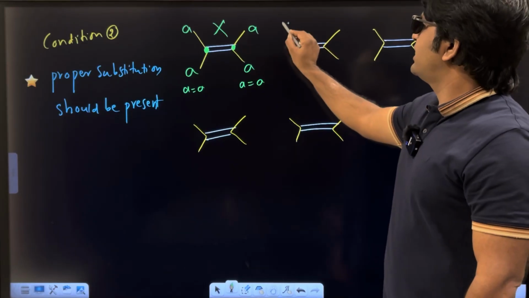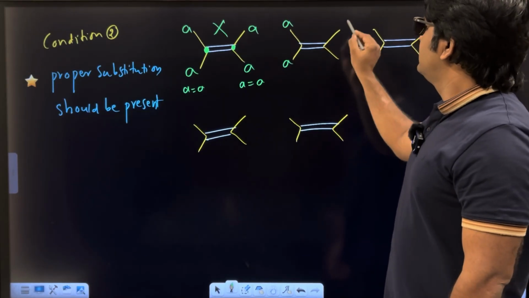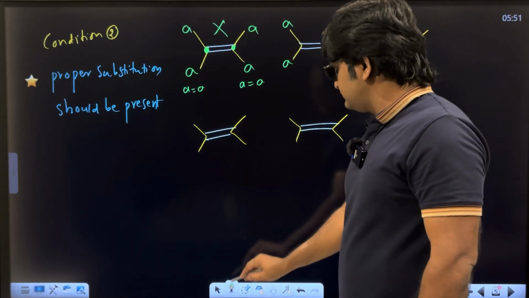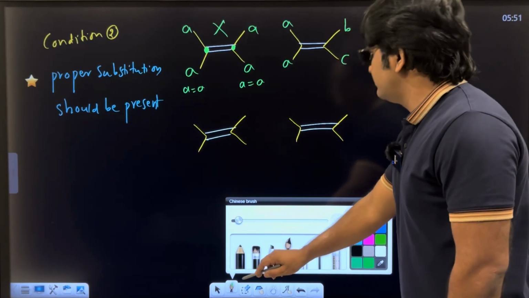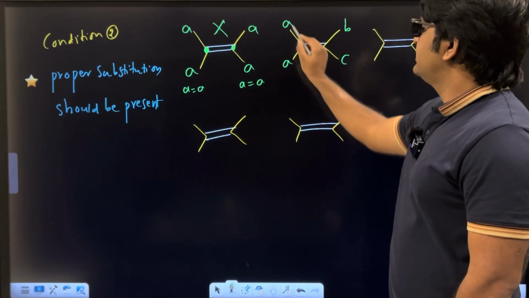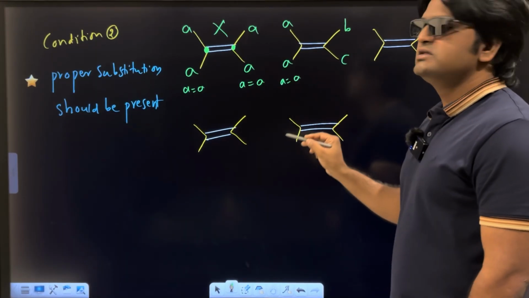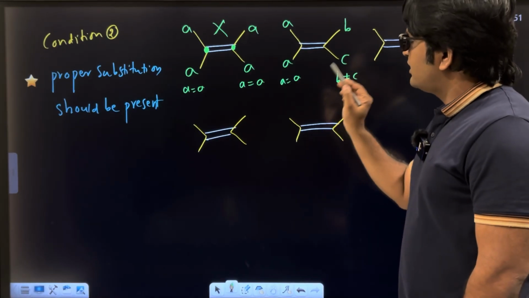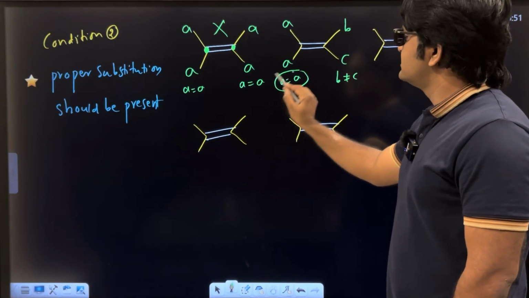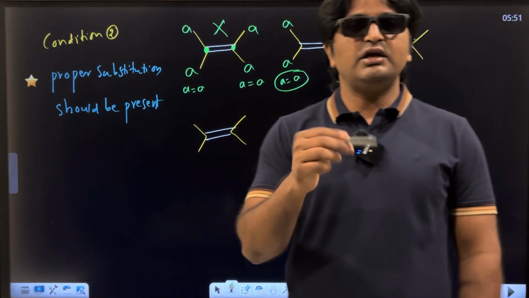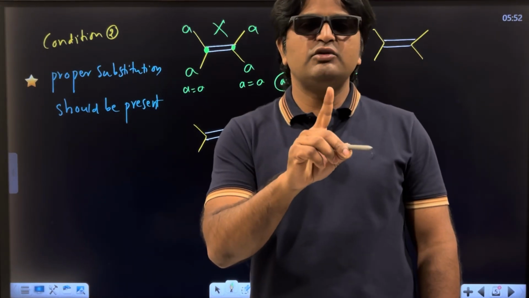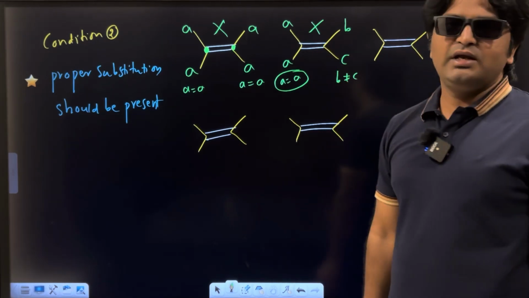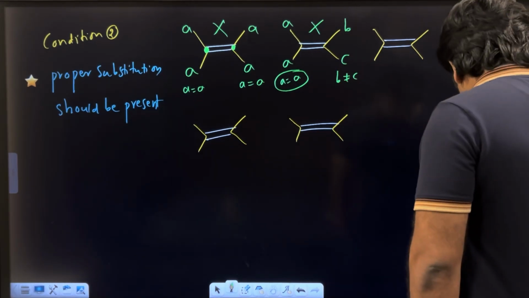And come to the second one. Here I am taking A and A, but here I am taking B and C. Otherwise A and B also you can take, no problem. Now B and C. On the left side you look here, A equals A, same substitution, but here B is not equal to C. Whenever on one side the substitution is the same, or identical groups are present on one sp2 carbon atom, geometrical isomerism is not possible. Here also no geometrical isomerism. Okay, right. Now come to the next example.